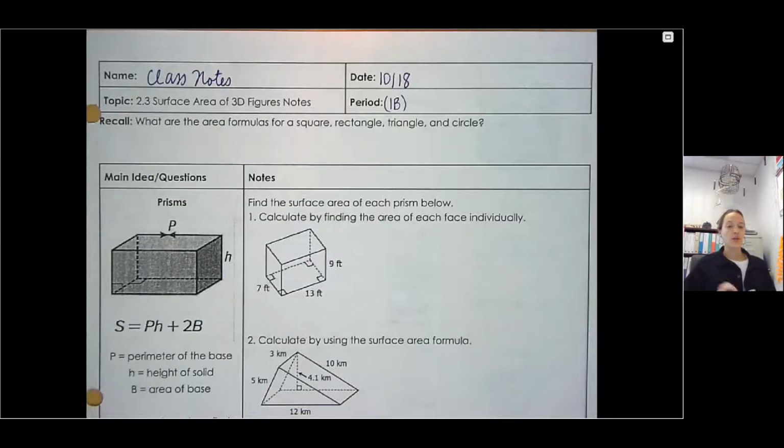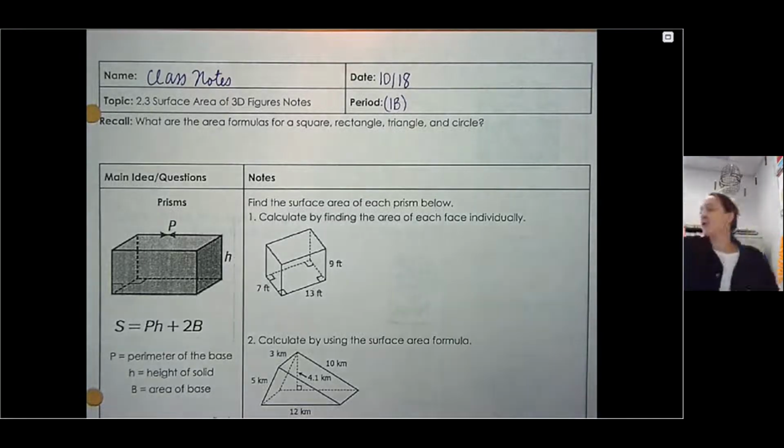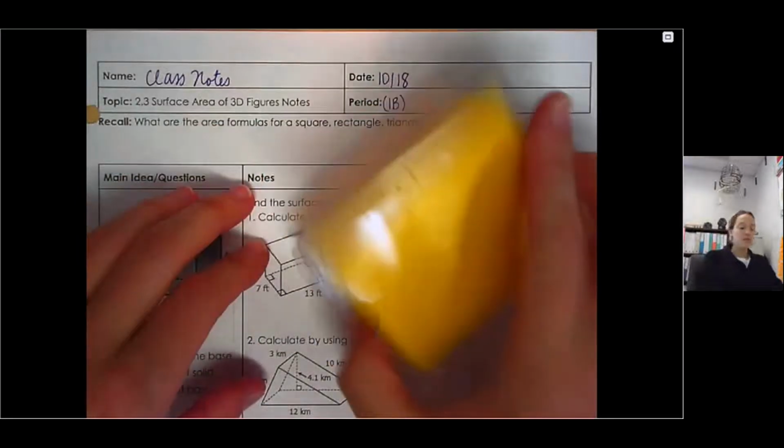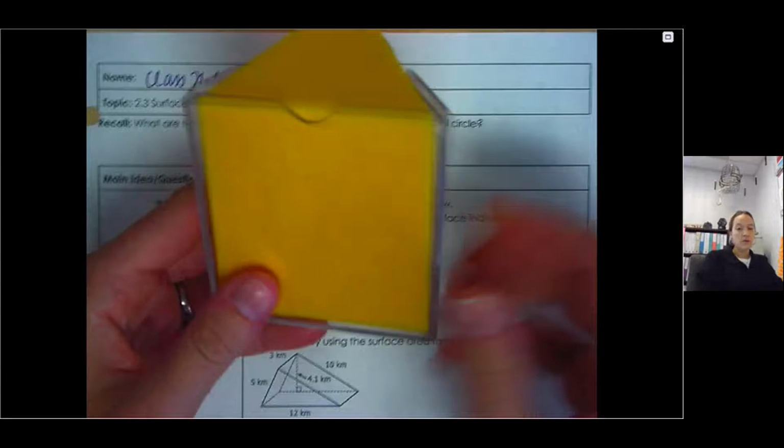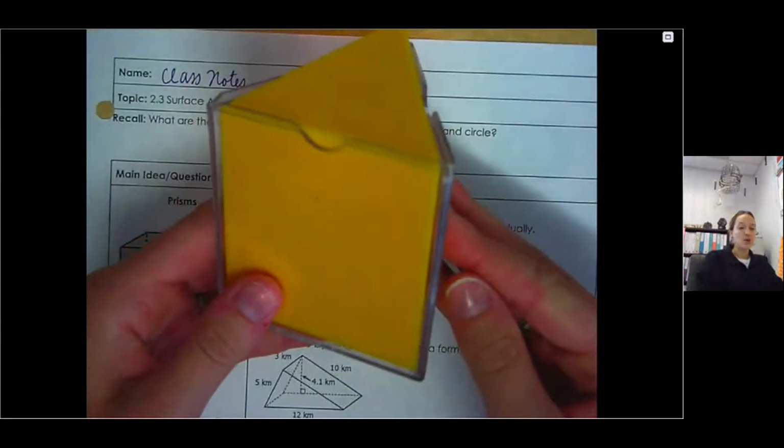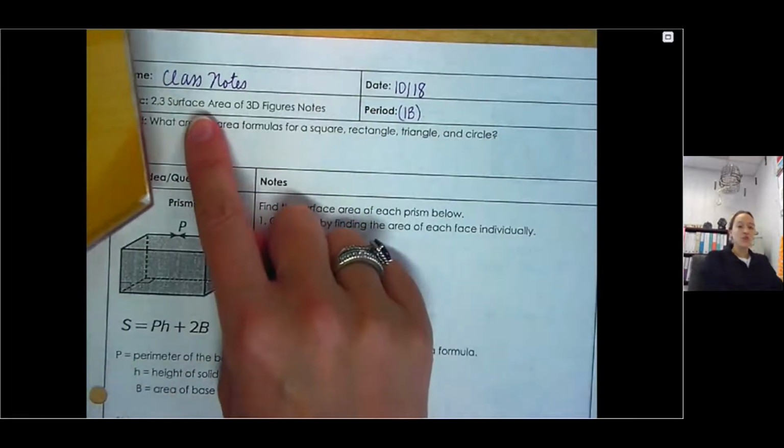We today are going to talk about surface area of 3D figures. So we have already spoken about volume when it comes to 3D shapes. Remember, volume is whatever your 3D shape is, you're filling it up with like a liquid, right? So it's how much can this container hold? Today, we're going to be talking about surface area.